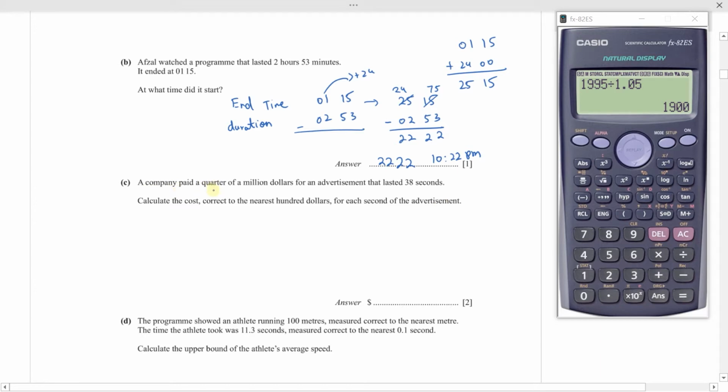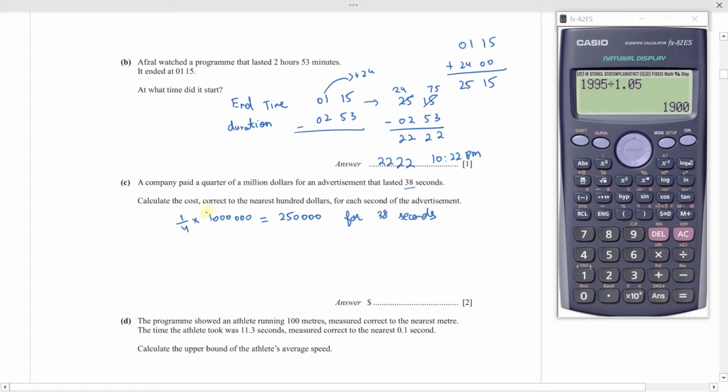Part C is a company paid $250,000 for an advertisement that lasted 38 seconds. Calculate the cost correct to the nearest $100 for each second of the advertisement. So the company paid $250,000. So that means they paid 1 by 4 of 1 million. So this is 1 million, and that results in $250,000 for 38 seconds.